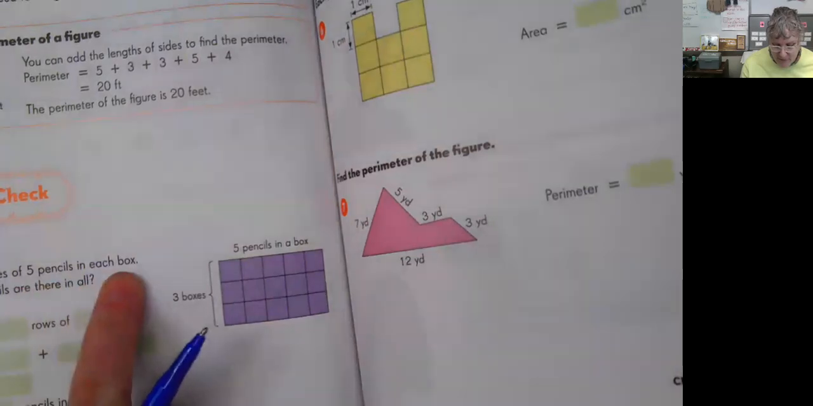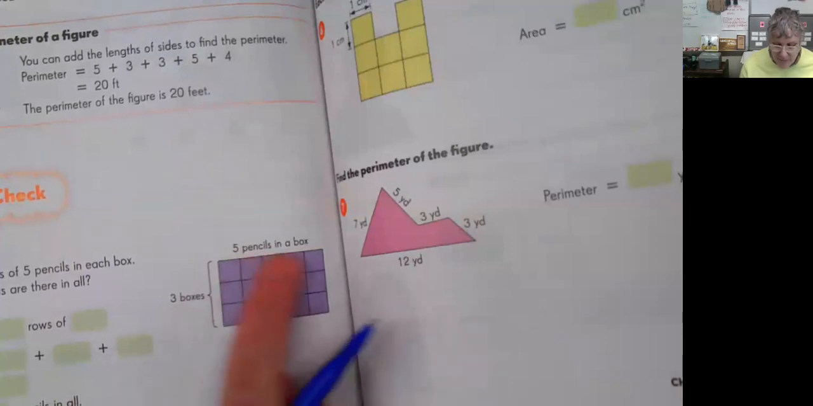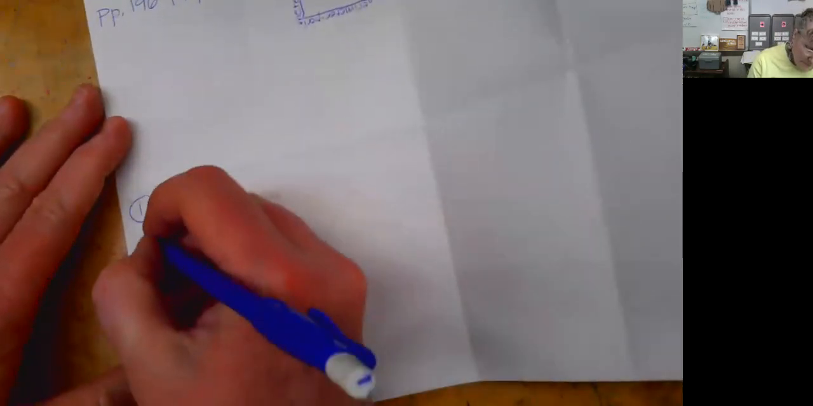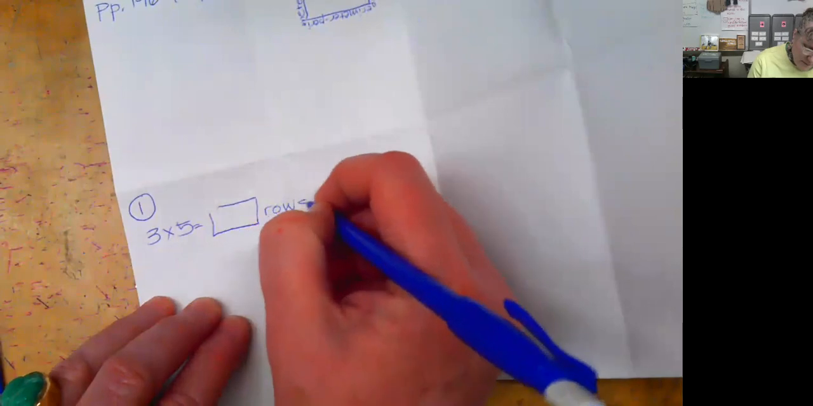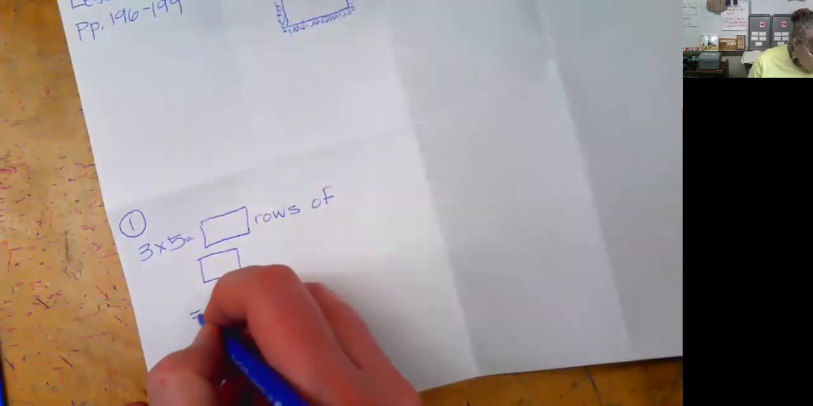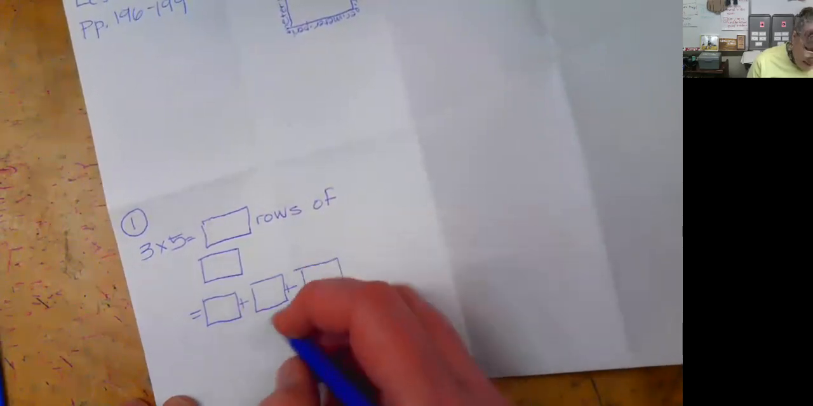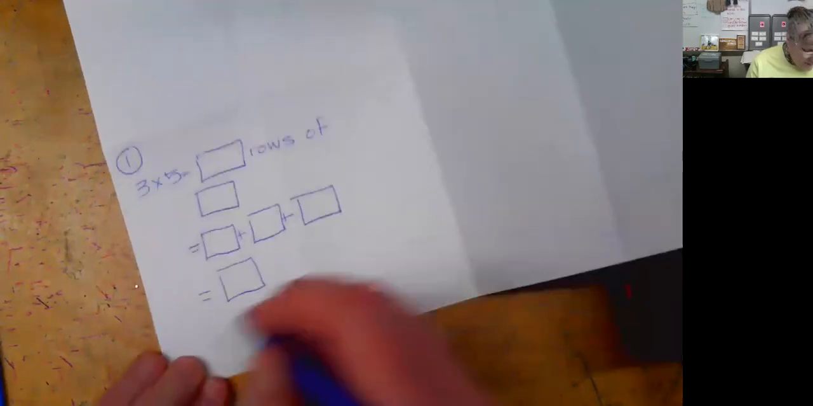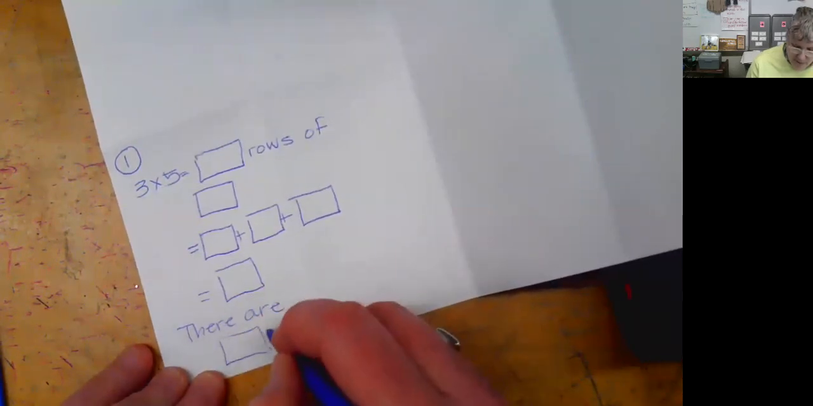Number 1 is showing this figure right here. It says there are 3 boxes of 5 pencils with 5 pencils in each box. So this is showing 3 boxes. This is showing 5 pencils in a box. So 3 times 5 equals green box, rows of green box. And that equals green box plus green box plus green box. And that equals this. And we're going to say there are green box pencils in all.